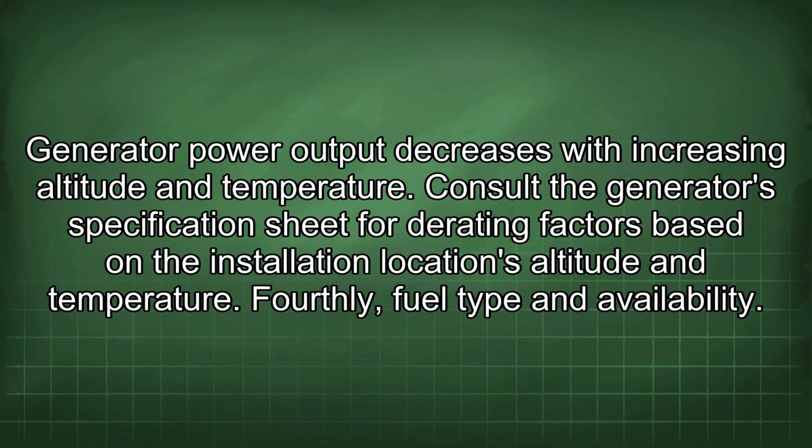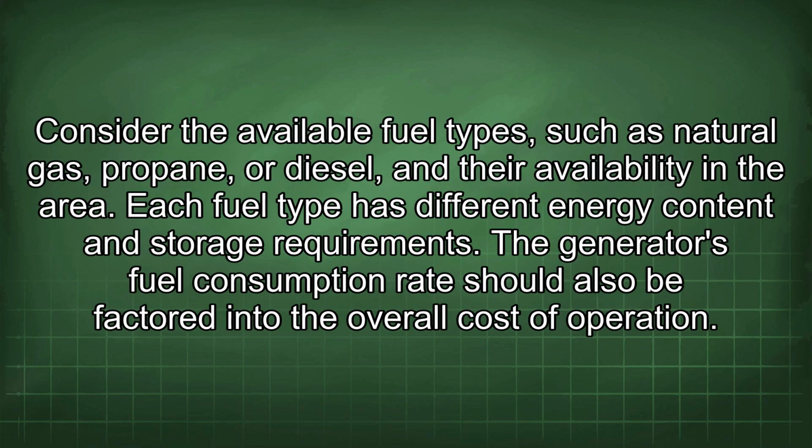Fourthly, fuel type and availability. Consider the available fuel types, such as natural gas, propane, or diesel, and their availability in the area. Each fuel type has different energy content and storage requirements. The generator's fuel consumption rate should also be factored into the overall cost of operation.